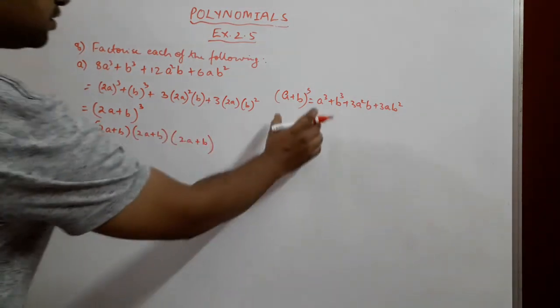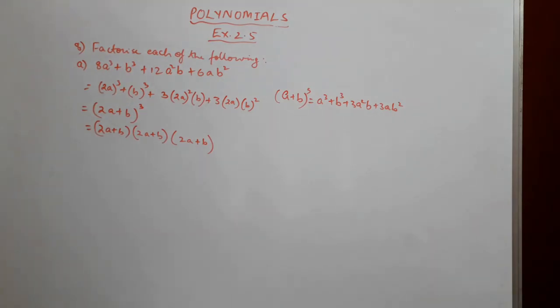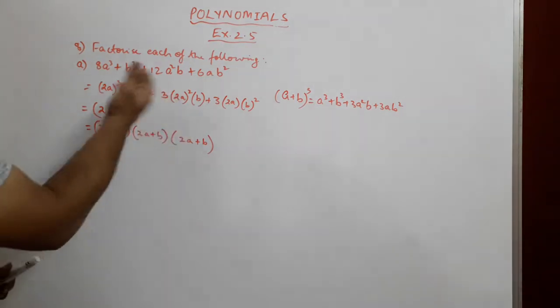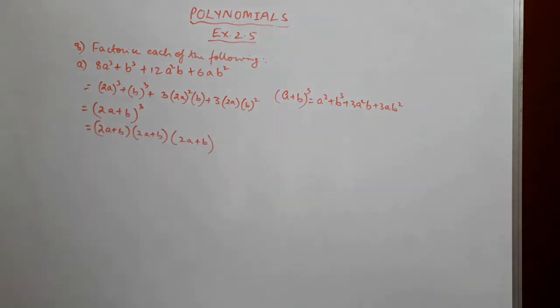Okay, so this was in the a plus b whole cube form, wherein the right hand side part was given and we have to find the left hand side. Okay, let's solve the next problem.